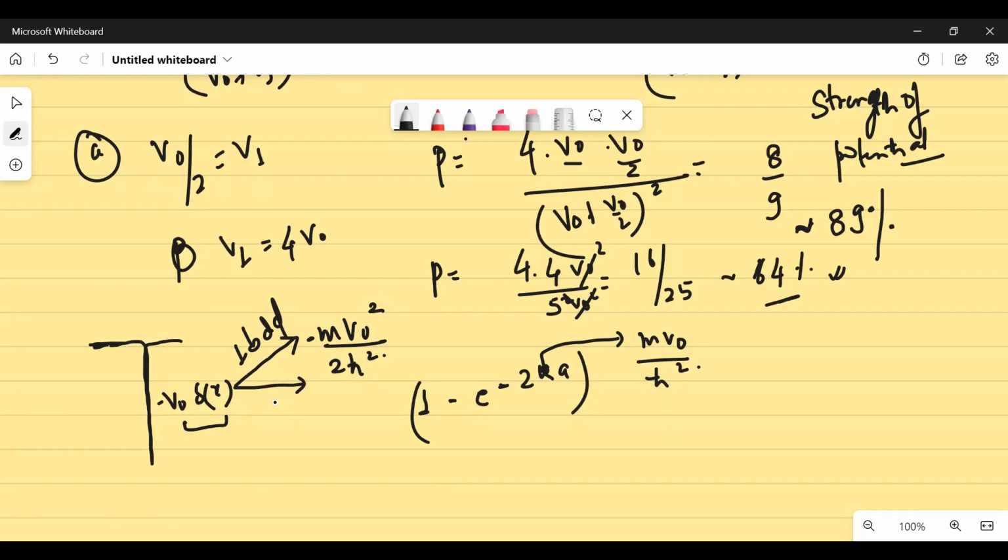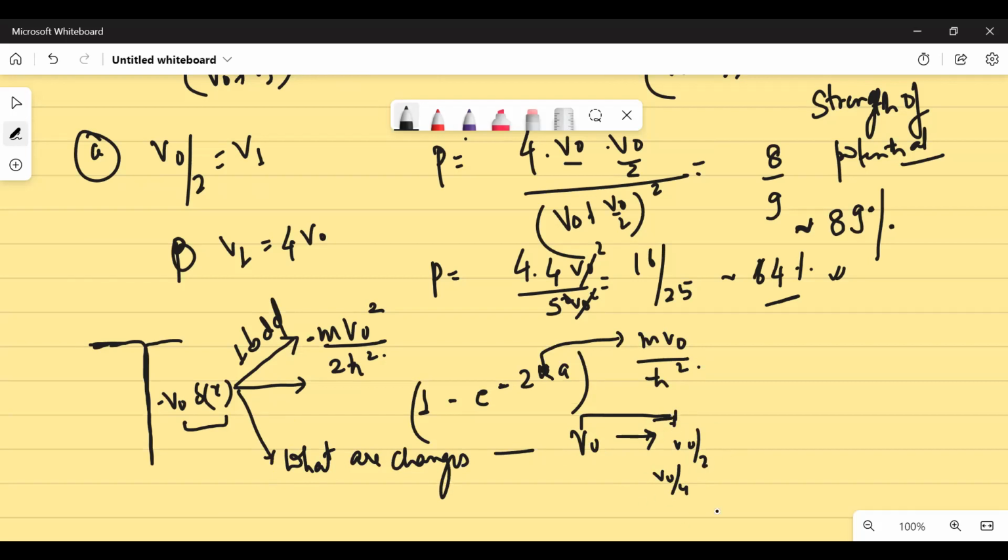Overall, we found this, and then we found what the changes are in the probability provided your potential varies. That is, if the potential suddenly becomes V naught by 2 or possibly V naught by 4, how do we find the change in the probability of finding the particle in the bound state? So how would the probability change? These were the questions, and this was the central theme of these two lectures.